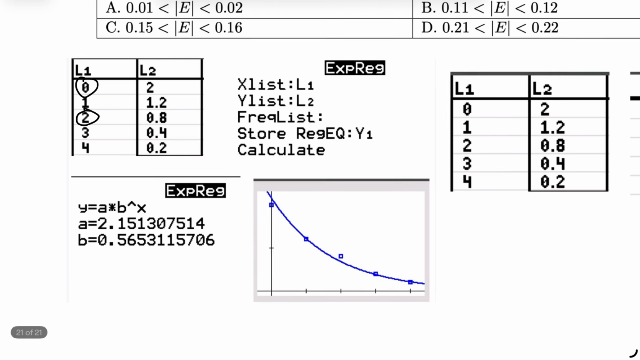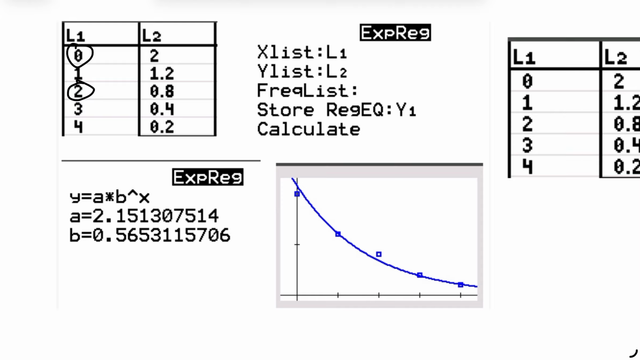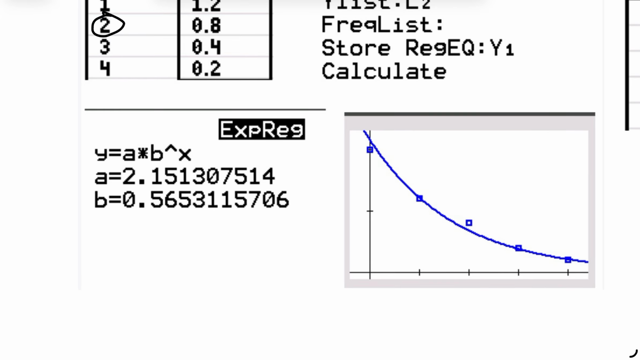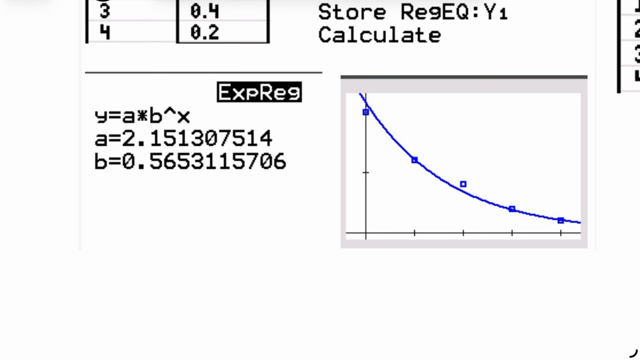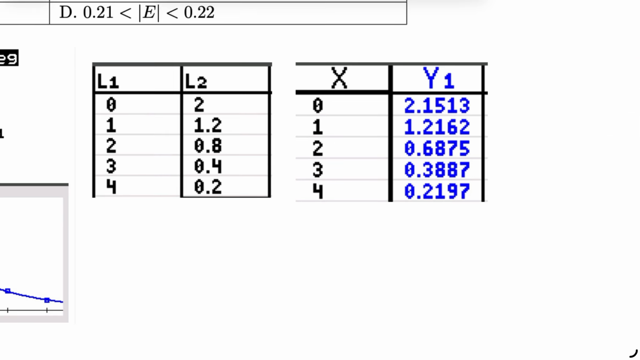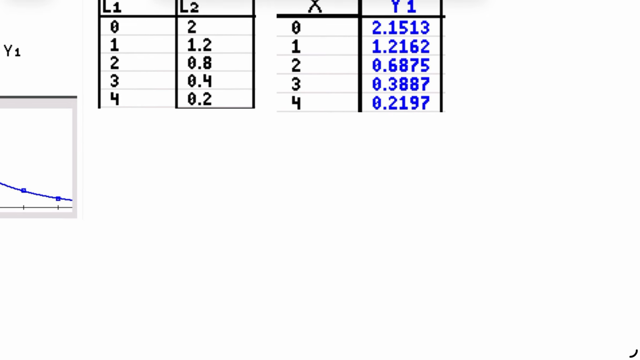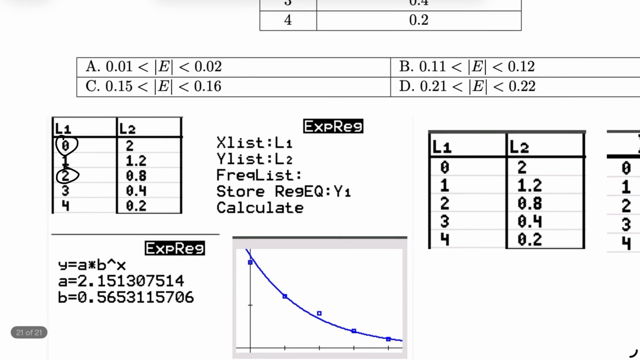So this is what we're going to have. For exponential regression, we have L1 and L2, and we are going to store our equation in the variable y1. When we have our exponential regression, this is how your graph should look, and your a should be approximately 2.15, and b should be approximately 0.56. Here we have our lists again, and using the table values generated by the model, we can find these errors at x equals 0 and x equals 2.